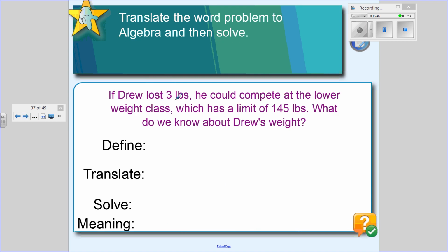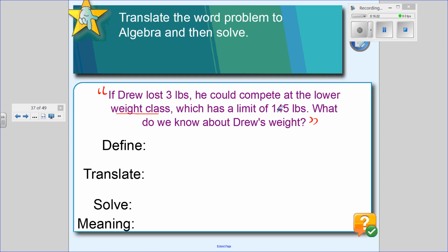Let's see. If Drew lost 3 pounds, he could compete at the lower weight class, which has a limit of 145 pounds. All right, so I'm pretty sure this is talking about wrestling or boxing or something like that. Some sort of combat sport. I don't know who would ever talk about those types of sports. In those combat sports, you have to make a weight, and you can weigh in for your weight class at exactly whatever the weight class is defined as.